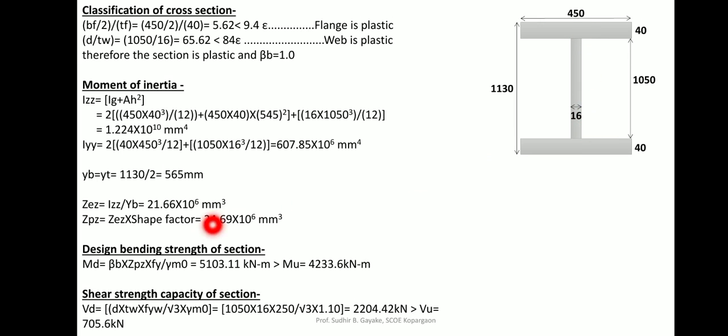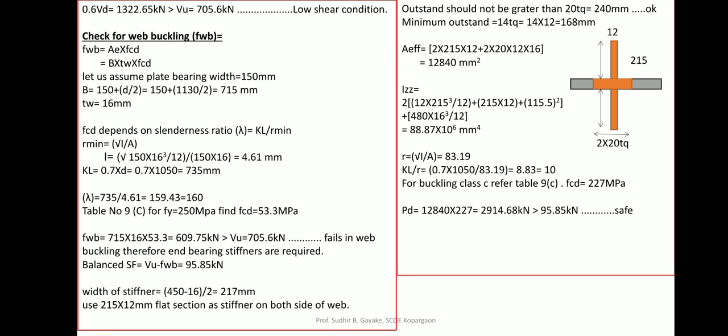So putting that value here, you are getting shear capacity as 2200 kilonewton, and our shear force was only 705. So again it is greater. Again calculate 0.6 Vd value. So 0.6 Vd value is 1322. Again it is greater than maximum shear force 705. So it is a low shear condition, and our assumption of Md calculation is correct.